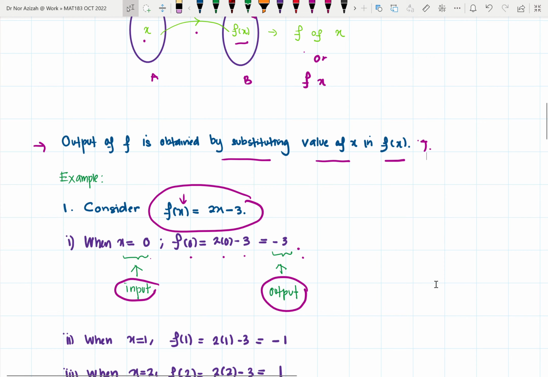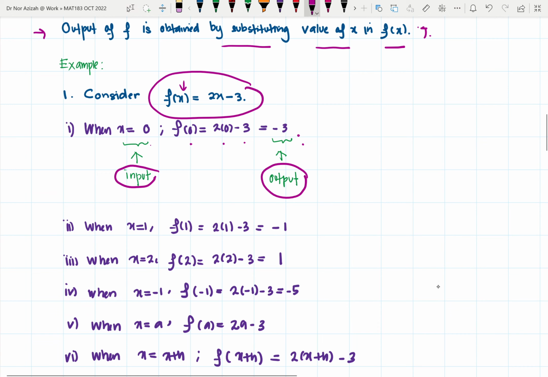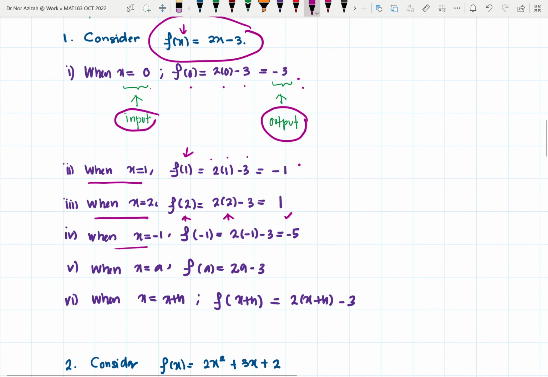Okay, so next, if we have x equals 1, you replace x by 1 now. So 2 times 1 minus 3 equals minus 1, right? What happens when x equals 2? You just replace x by 2, so 2 times 2 minus 3 is 1. For x equals minus 1, replace x by negative 1 and simplify, you will get negative 5.